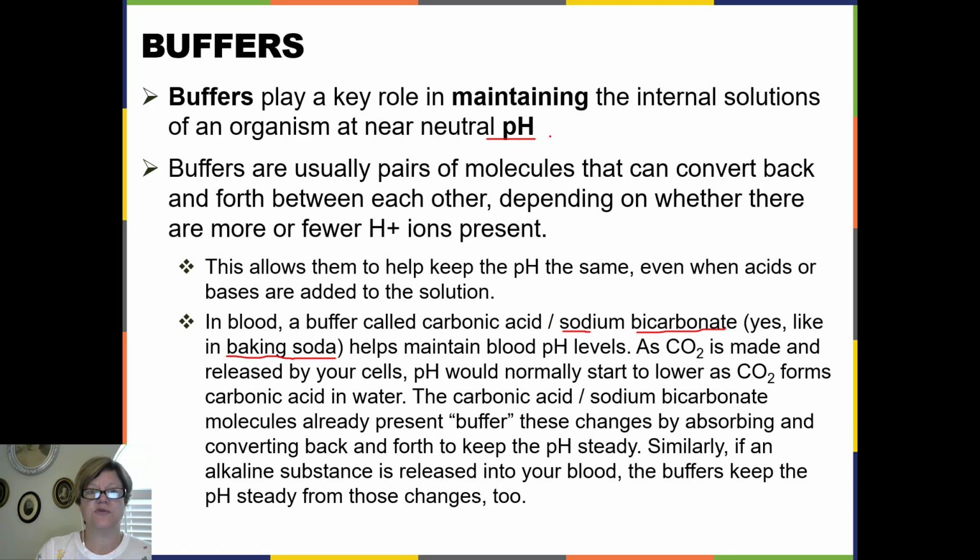And actually, the pH of your body is not 7. It's like 7.2 or something like that. So your body's natural pH is just slightly on the alkaline side, which is kind of interesting.